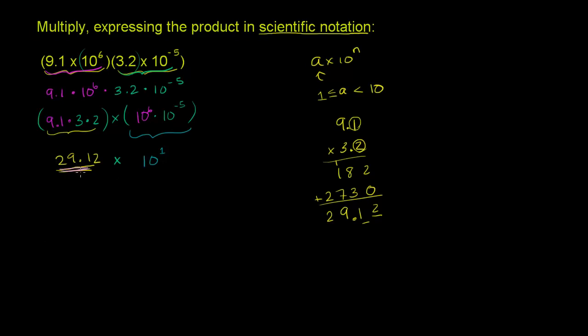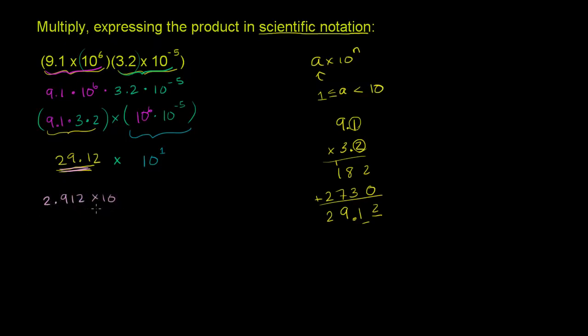29.12 is the same thing as 2.912. Notice, what did I do to go from there to there? I just moved the decimal to the left. Or another way to think about it, if I wanted to go from here to there, I would multiply it by 10. If I multiplied by 10, I would move the decimal to the right. It would go from 2.9 to 29. So 29.12 is the same thing as 2.912 times 10.